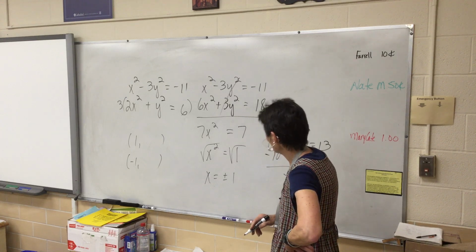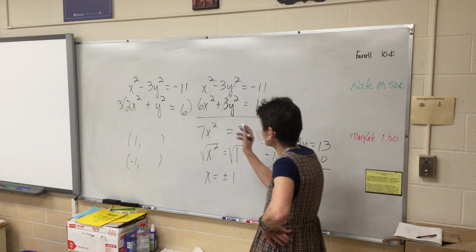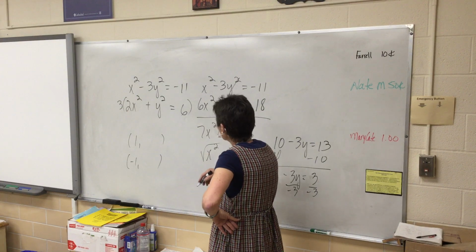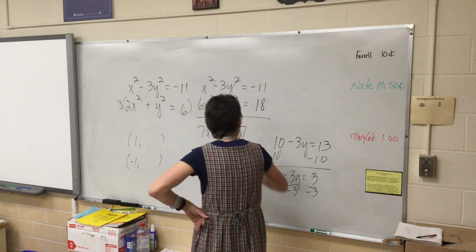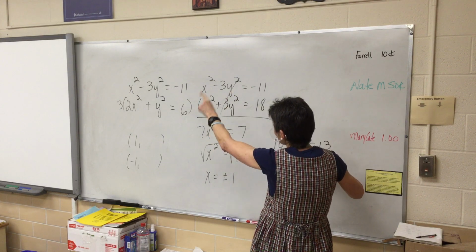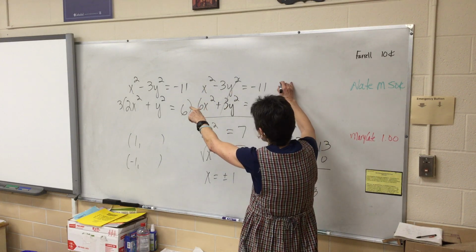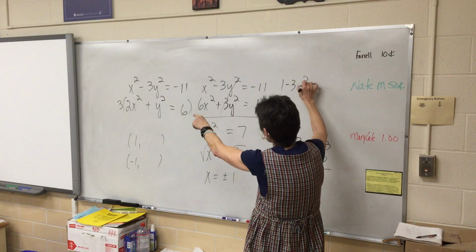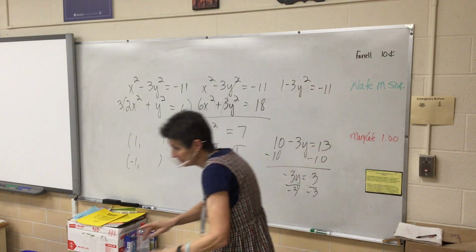Yep, so now we plug in one at a time, and again, it doesn't make any difference where you put them. I'll go ahead and put them in the top. If I put in 1 into my top original equation, I'm going to get 1 minus 3y squared equals negative 11.